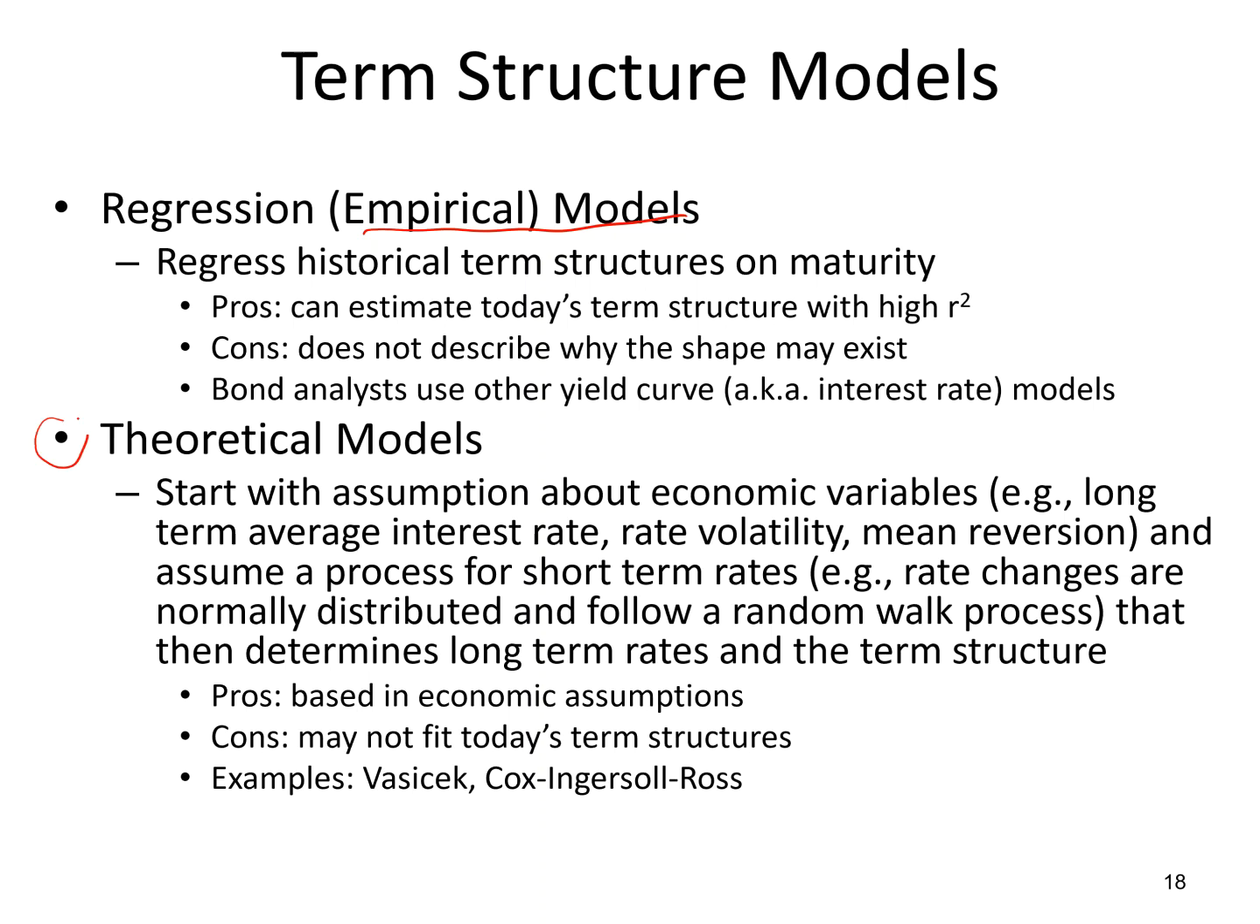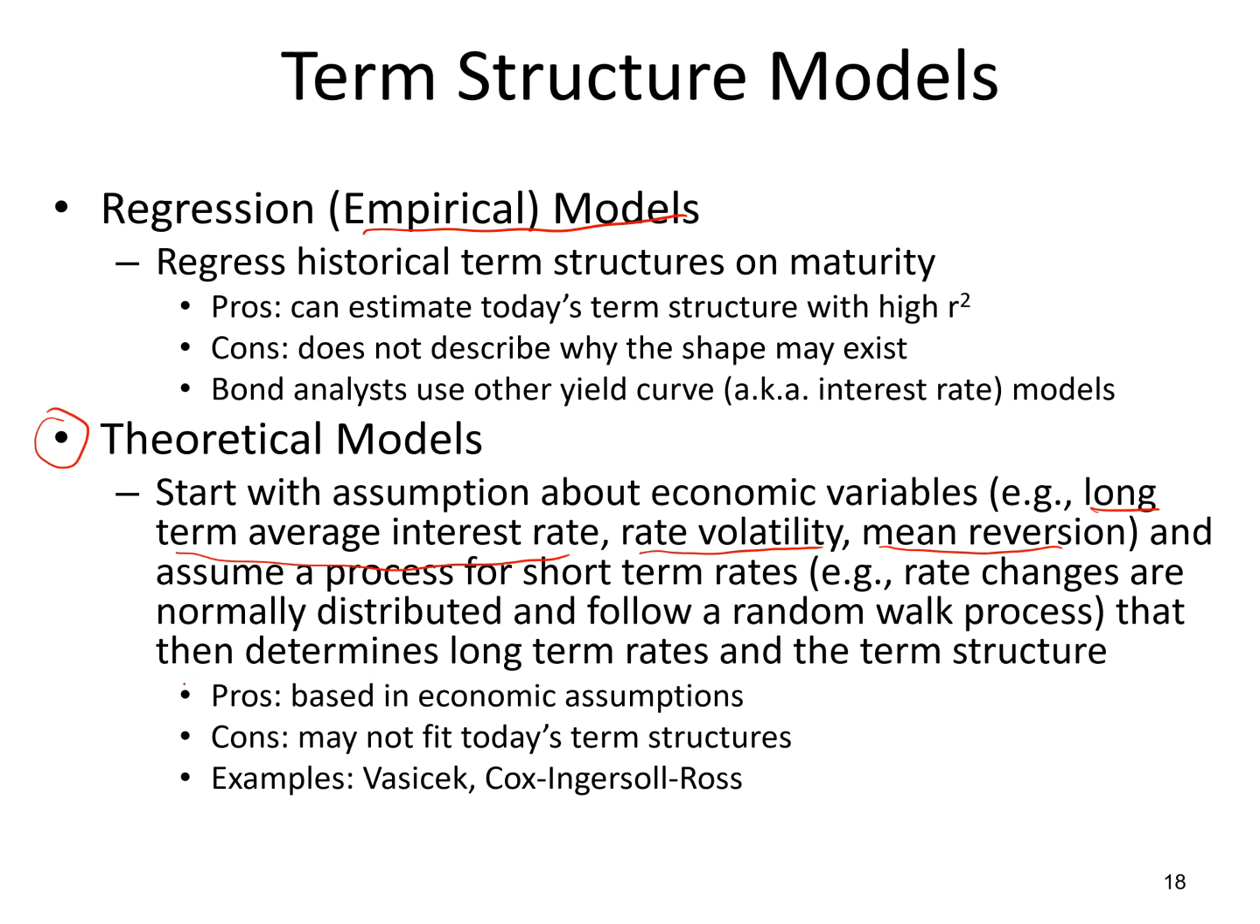A theoretical model doesn't start with observed yields on bonds. It starts with assumptions about economic variables. For example, the long-term average interest rate, the rate volatility, say the standard deviation of rate changes, and the speed in which rates revert back to their mean. And then we assume some process for short-term interest rates. For example, we might assume that rate changes are normally distributed and follow a random walk process. And then we use that information to develop an entire yield curve.